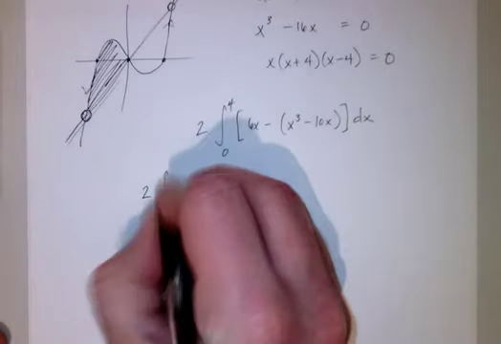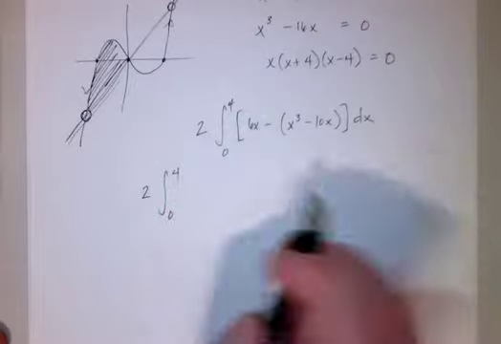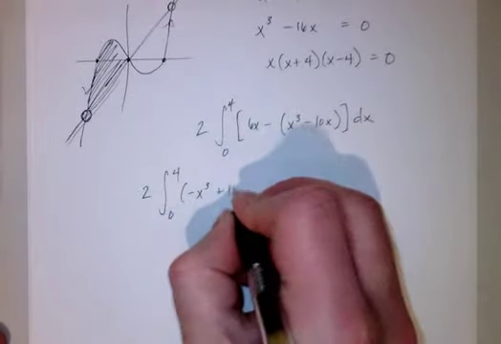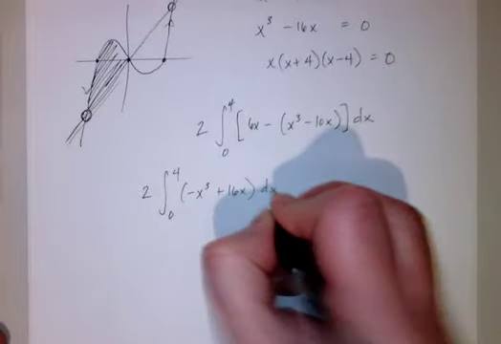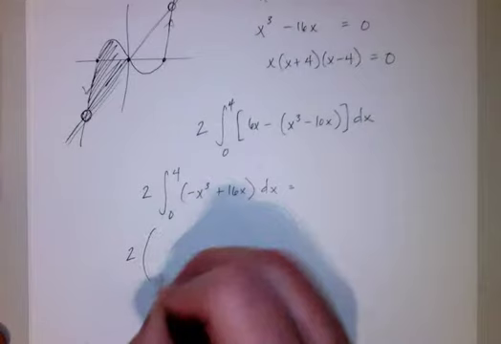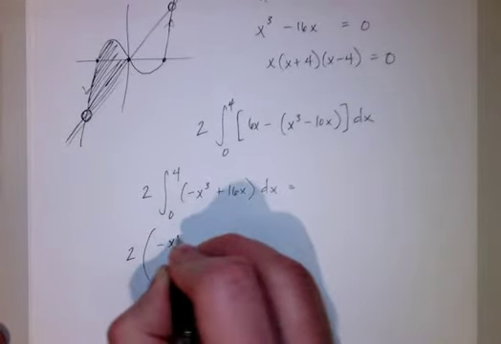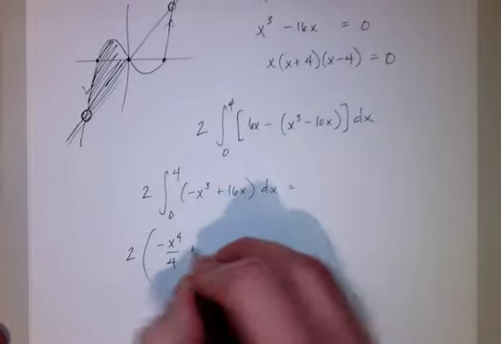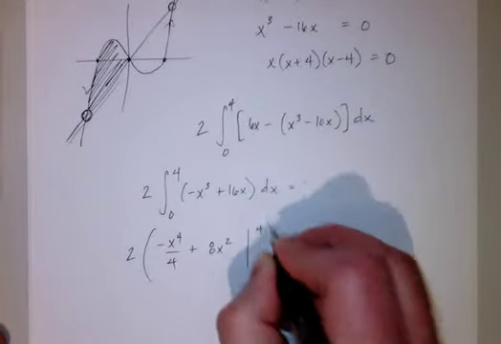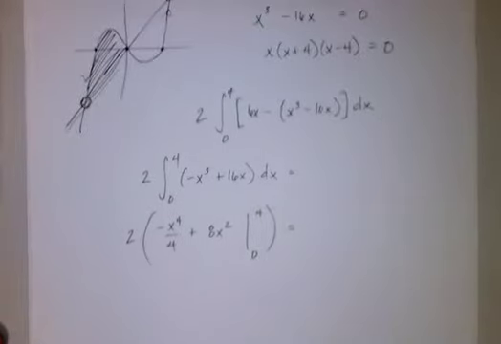So let's go ahead and simplify that integrand. I know that it's going to be negative x cubed plus 16x dx. There's a reason why that looks familiar. So I have 2, and I'm going to have negative x to the 4th over 4 plus 8x squared from 0 to 4.